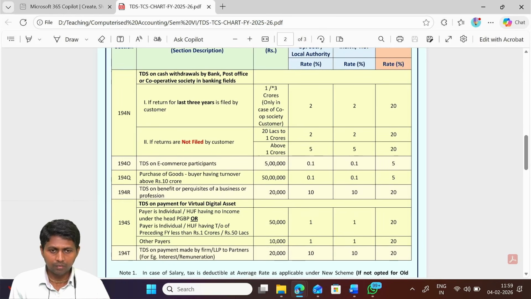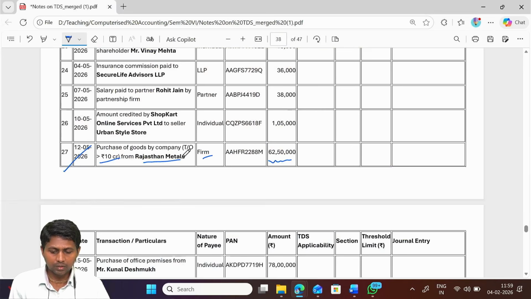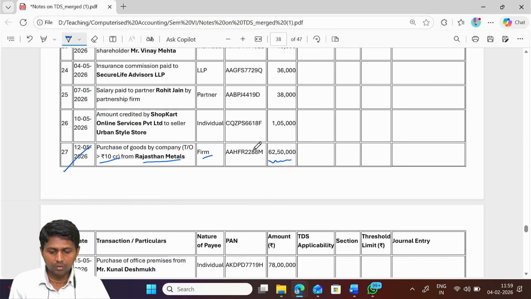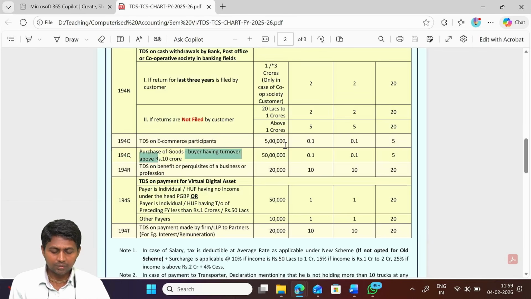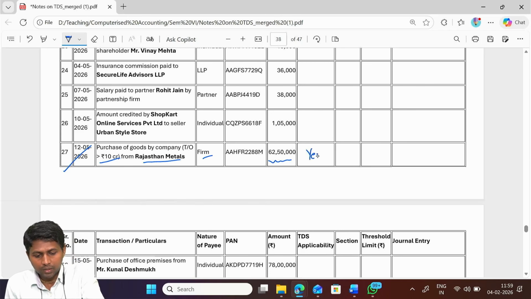Related to purchase, we have some section. Now you can check section 194Q, purchase of goods, buyer having turnover more than 10 crore. Now in our case, do we have turnover more than 10 crore? Yes, we have. Therefore, TDS might be applicable, because we have to check the transaction amount against the threshold. Now check the threshold, 50 lakhs rupees, and we have a bill of rupees 62 lakhs 50,000, more than the threshold. Therefore, TDS is applicable. Say yes.